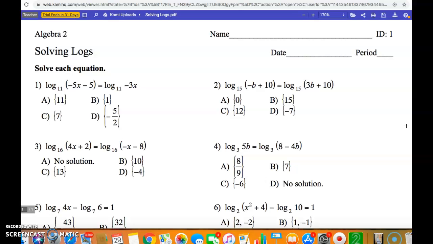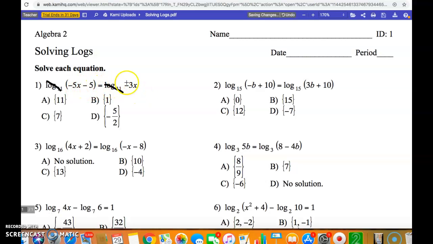So first thing, take a look at number 1 here. You've got log base 11 of negative 5x minus 5, that's equal to log base 11 of negative 3x. As long as these log bases match, and there's only one log on both sides, they cancel. So this cancels out, and you're left with a simple equation you can solve.